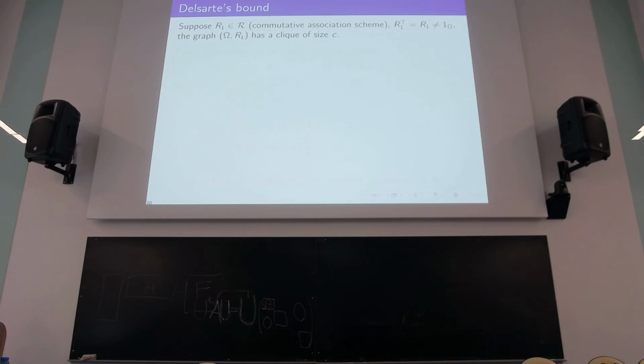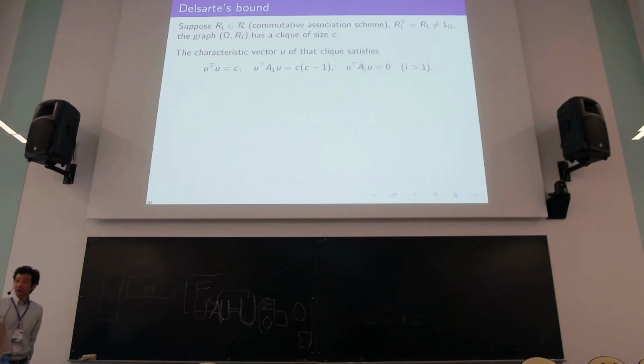This is a nice application of the theory of association schemes. It gives an upper bound on the size of a clique in a graph defined by an adjacency relation, say R_1. It doesn't have to be a particular one. You just take a relation and call it R_1, but we don't want a directed one, so we take a symmetric, non-identity relation. And suppose that graph has a clique of size C.